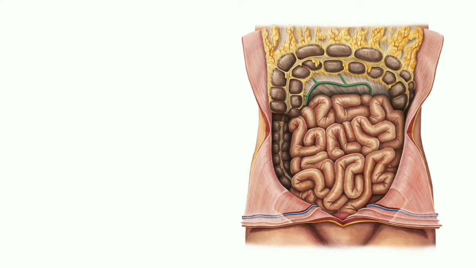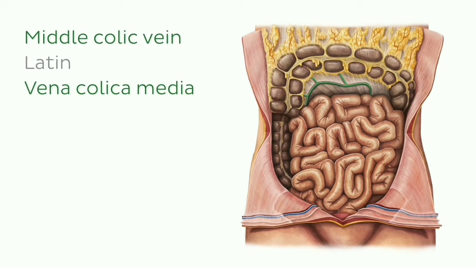Immediately inferior to the middle colic artery is the middle colic vein, a tributary of the superior mesenteric vein, and the middle colic vein drains the transverse colon and follows the path of the middle colic artery.